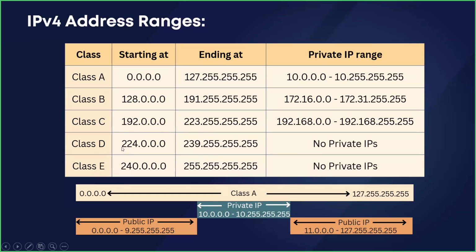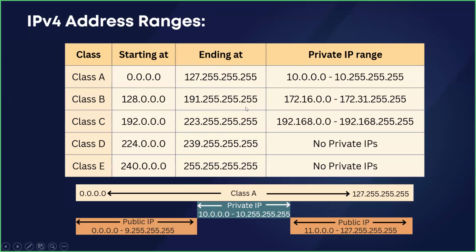On the left side, you have all even numbers. On the right side, you have all odd numbers. On the left side, you have all zeros in the last three octets. And on the right side, you have all 255s. So it's an easy way to remember. And you have to remember these ranges, guys. These have been fixed by the people who invented IP addresses, and these ranges will be constant. They will never change.